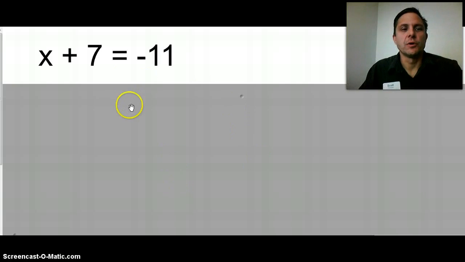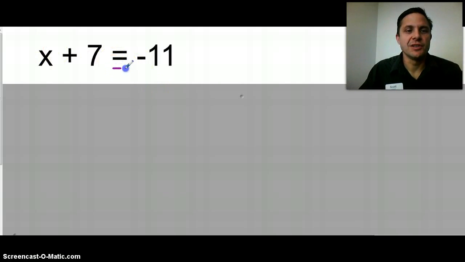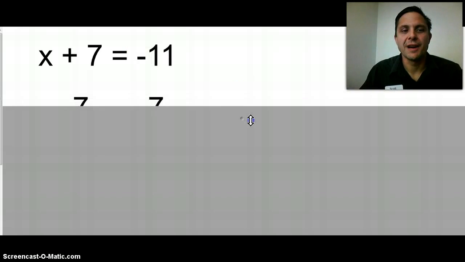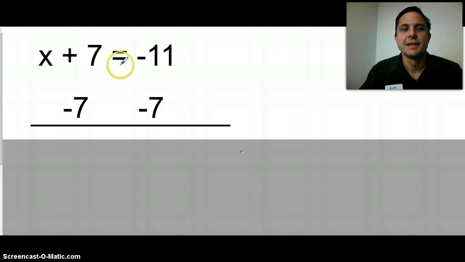So let's take a look at this equation. Now it's an equation because there's an equal sign right here. And I want to know what value plus 7 will give me -11. And again, guessing and checking will work, but we want a balanced equation. So I will subtract 7 on both sides of the equal sign so the equation stays balanced.